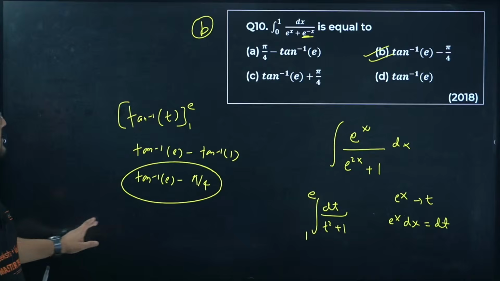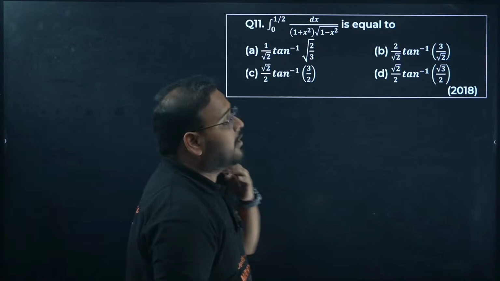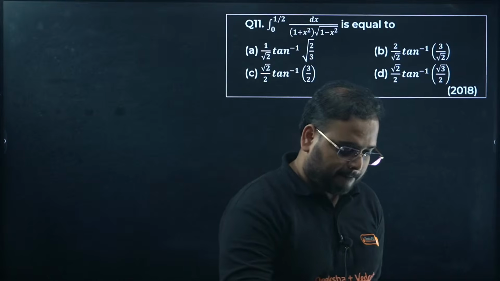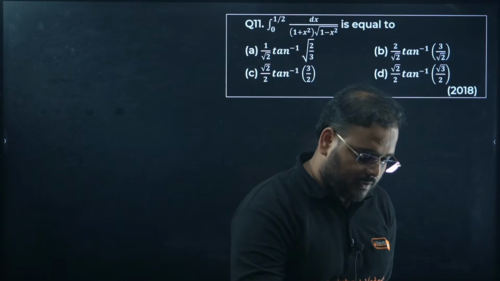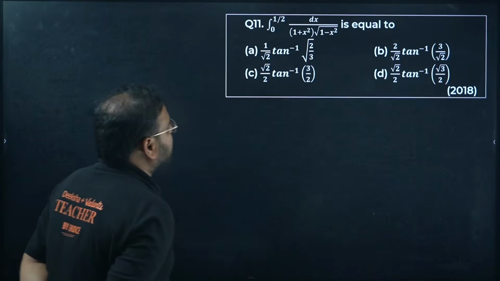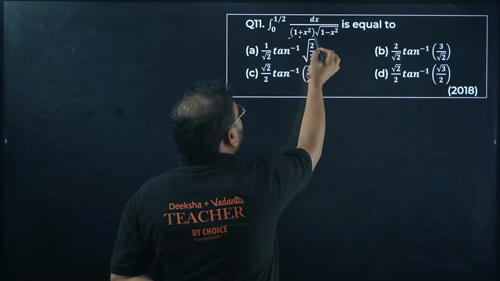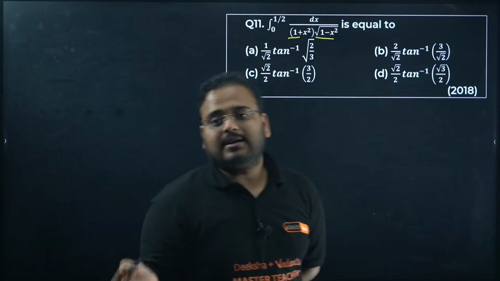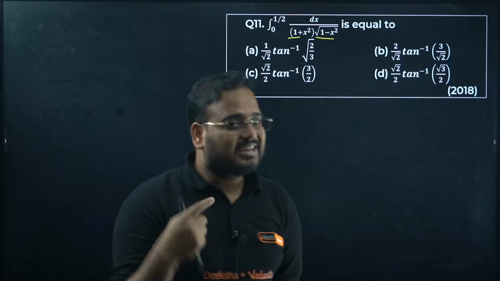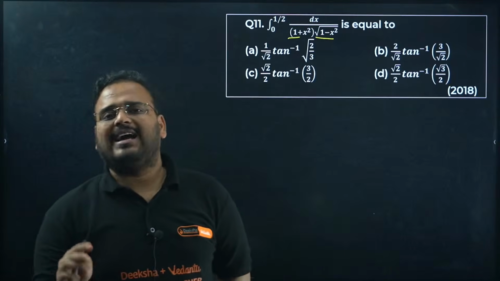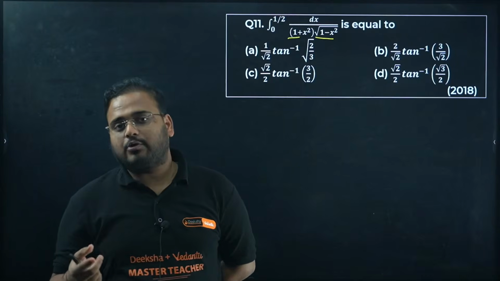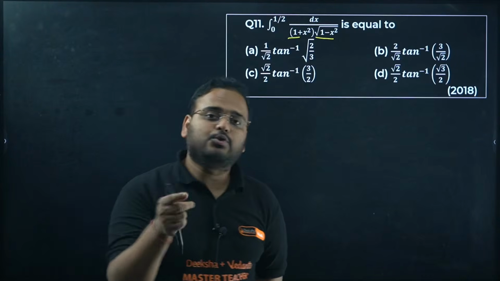Okay. Next, 11th. Come on. We have dx upon 1 plus x square times root of 1 minus x square. So clearly we know, I have taught you very well, that in both the cases we have different substitutions. When we have 1 plus x square we use tan, when we have 1 minus x square we use sine or cos. So which one to use over here? The problem for us is going to be the root. So let's substitute the root first.